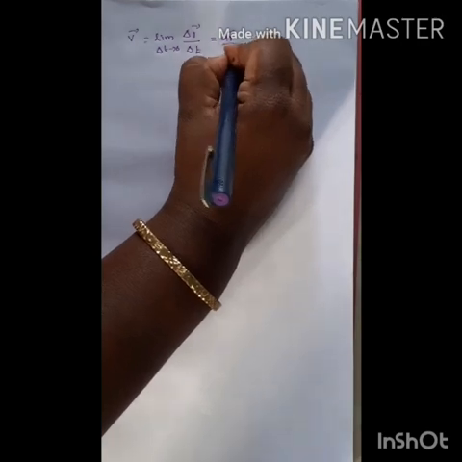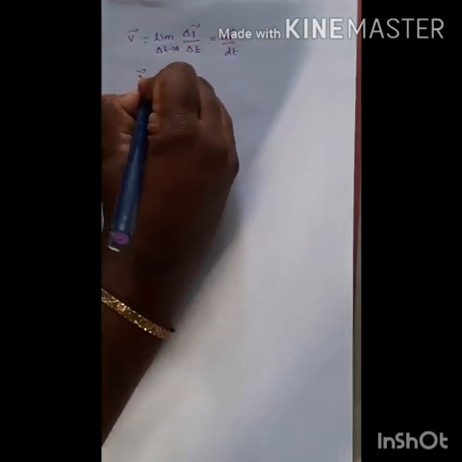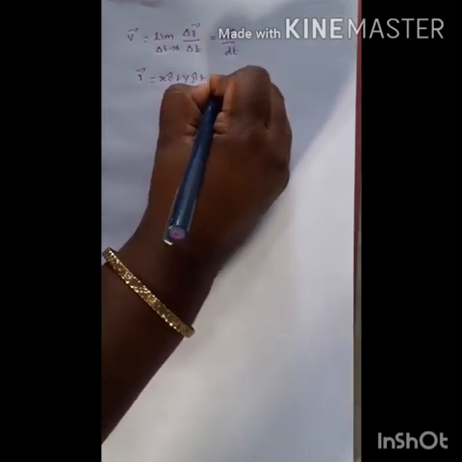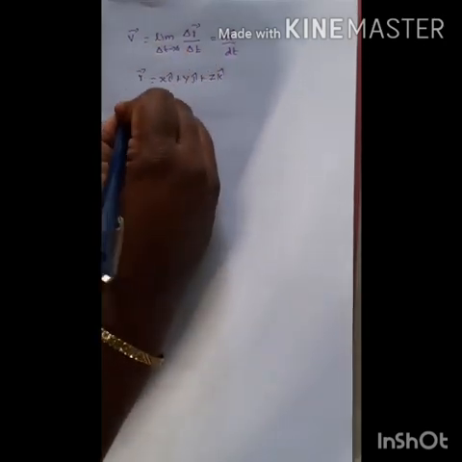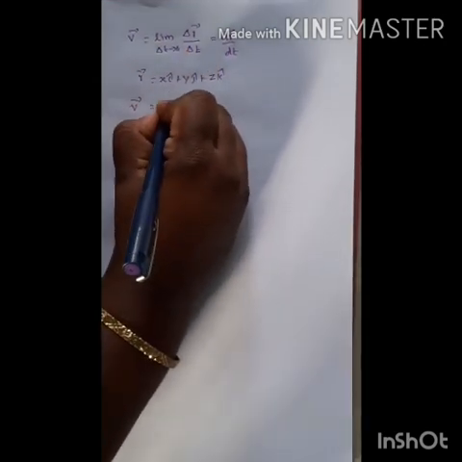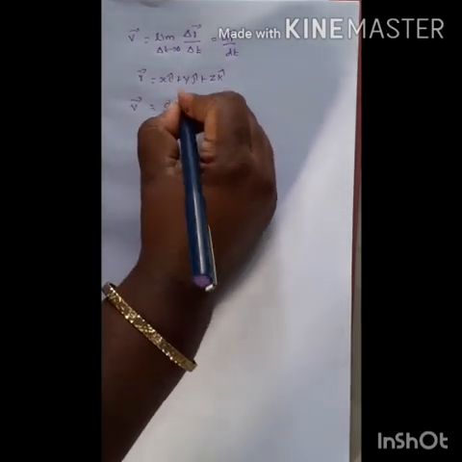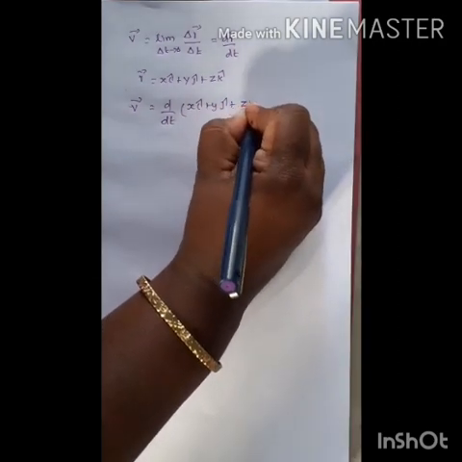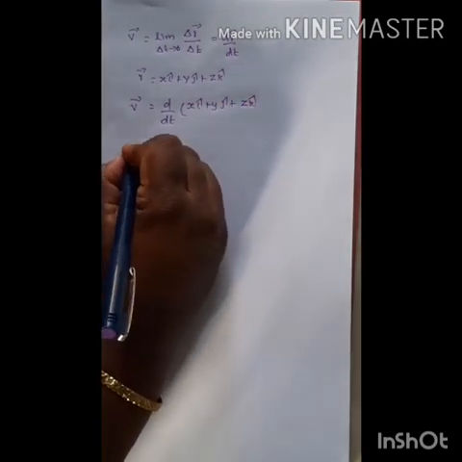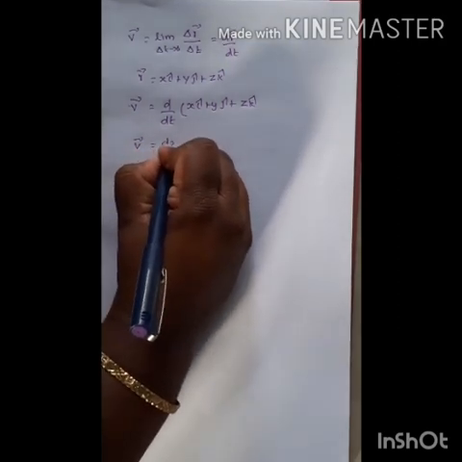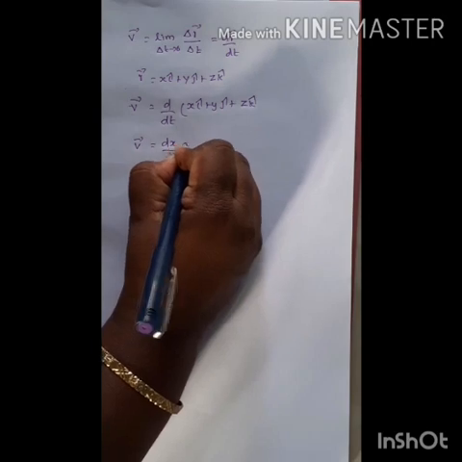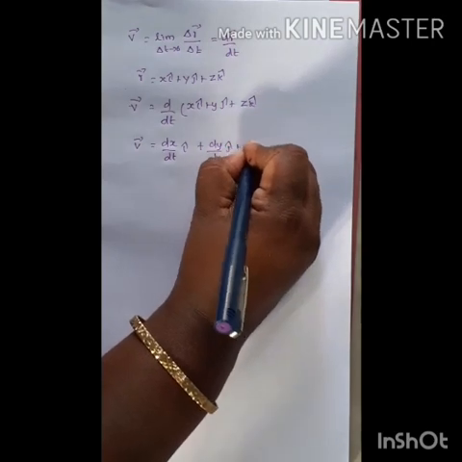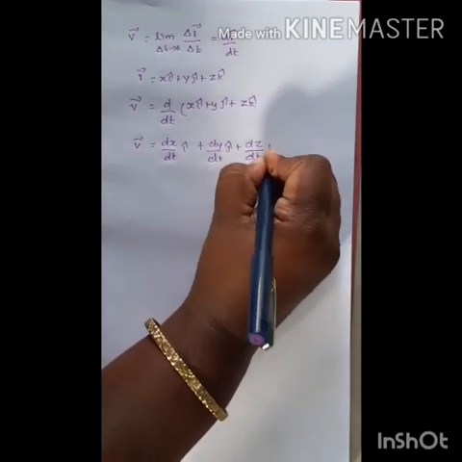by dt. We know that r vector is equal to x i cap plus y j cap plus z k cap. Therefore, substituting the r value in this equation, v vector is equal to d by dt of x i cap plus y j cap plus z k cap. Arranging this equation, v vector is equal to dx by dt i cap plus dy by dt j cap plus dz by dt k cap.